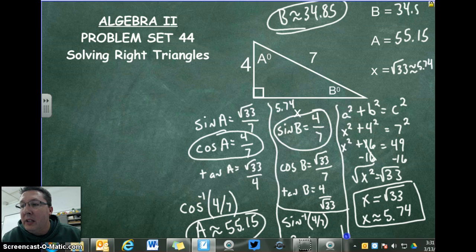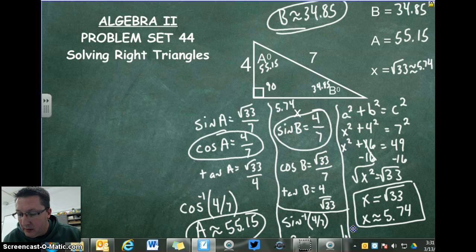Now, how do we know we did that correctly? Well, if we have a right angle is 90, A is about 55.15, B is about 34.85. You can check yourself by adding up those angles and make sure they all add up to 180. Okay?